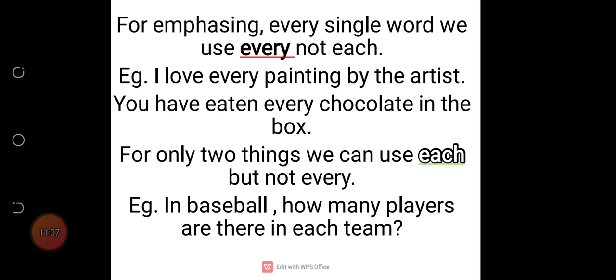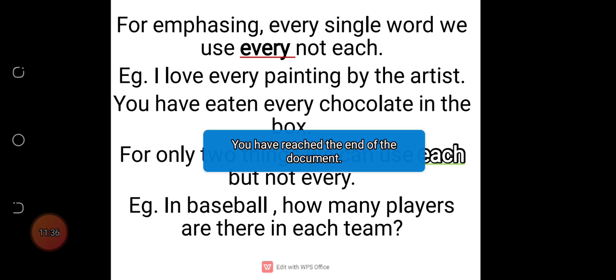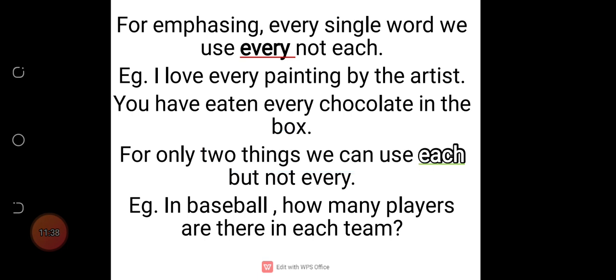I realize that the use of each is just looking at two different groups. So we can also use each when we are talking about only two things. We can't use every, because every would have to go beyond two things.